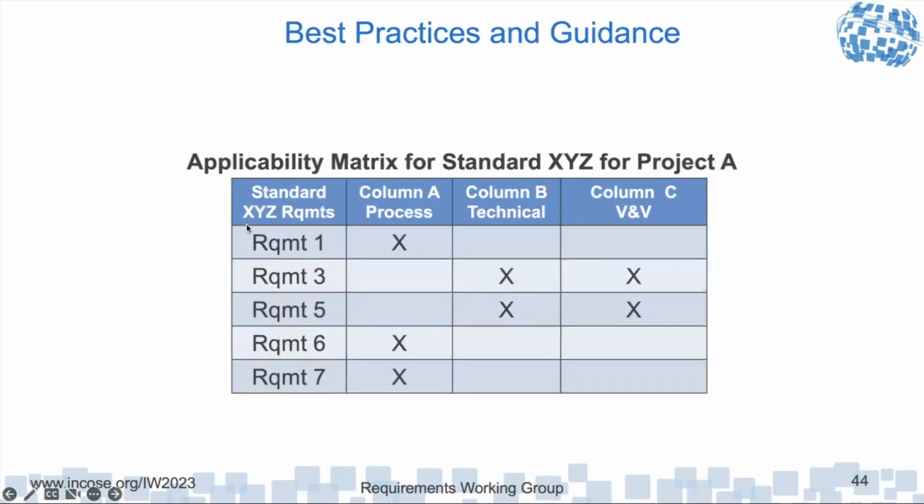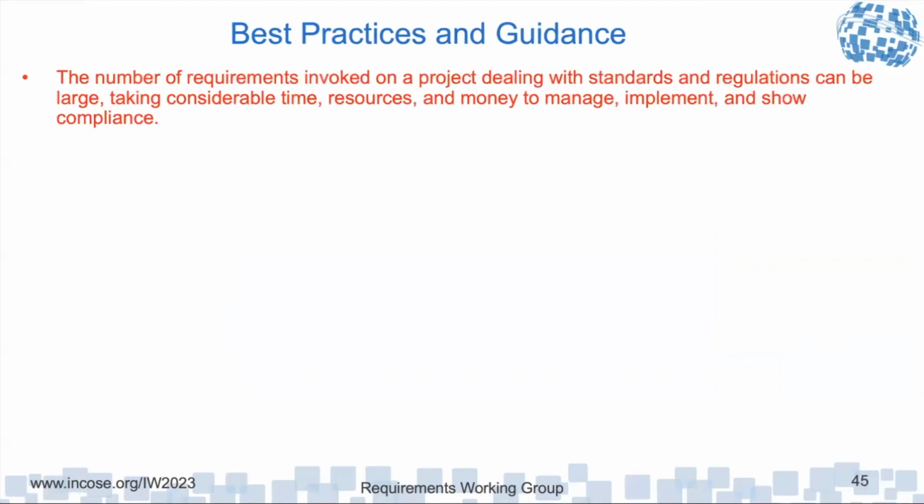And then project A could go and do a further analysis and say, well, requirements 1, 6, and 7 deal with our processes. 3 and 5 deal with technical content and verification and validation. So now they know where they're going to document and how they're going to react to each of the requirements in that particular standard, and they'll drive the appropriate requirements and document in the appropriate places for making this happen.